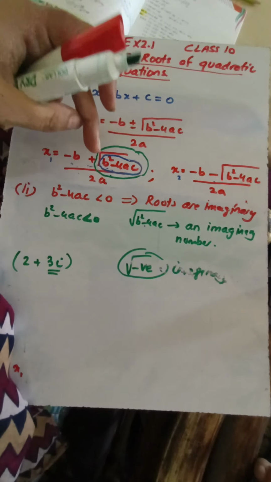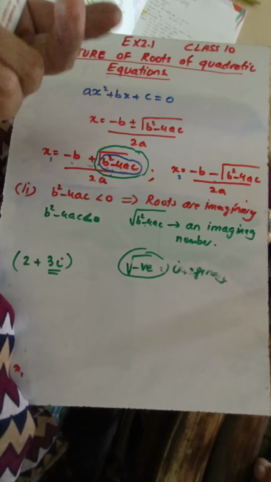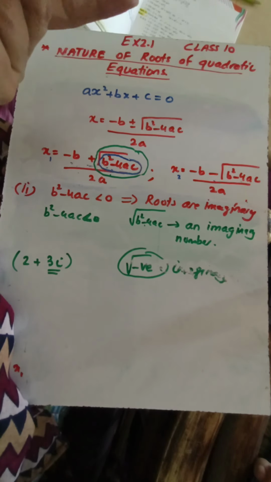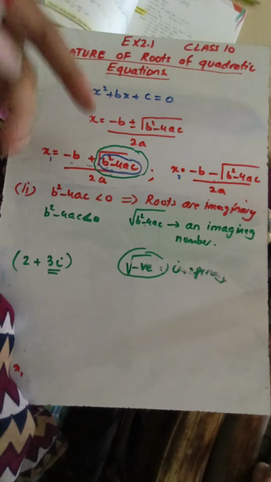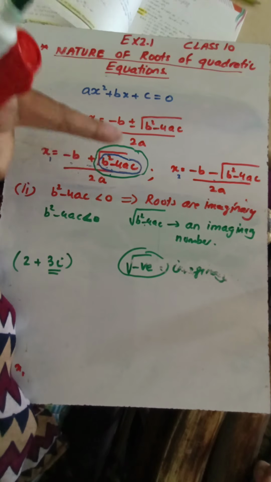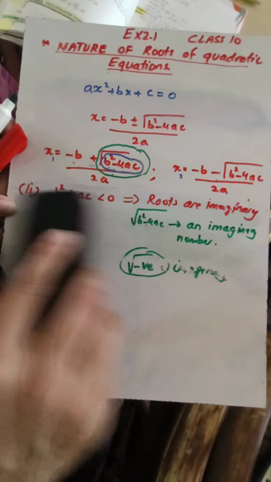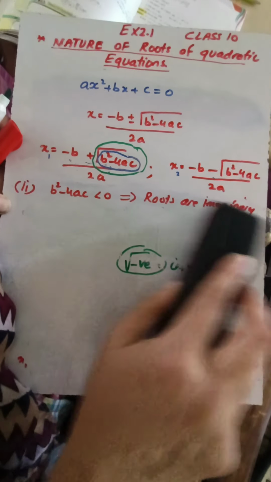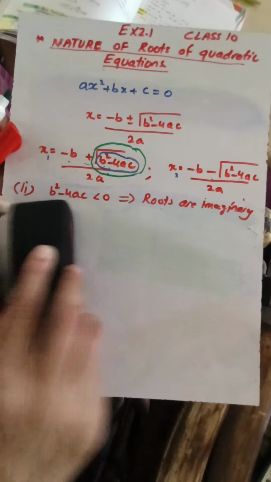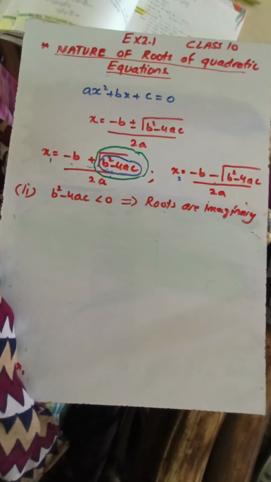It means that in the first case b square minus 4ac was 0, and we know that 0 is not a negative number, so we couldn't get imaginary values. But over here it is less than 0, a negative number, so we are getting imaginary or complex numbers. For example, let me do an example for you to prove that, to look at how it happens.